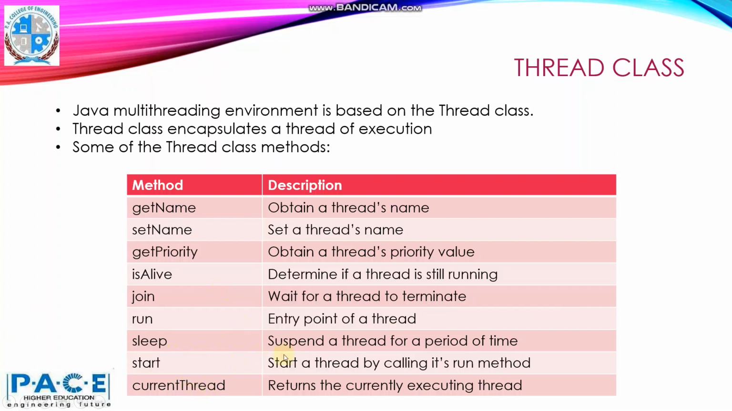The sleep method suspends a thread for a period of time. The amount we can specify as a parameter. The start method starts a thread by calling its run method. Then there is a static method currentThread which returns the currently executing thread.